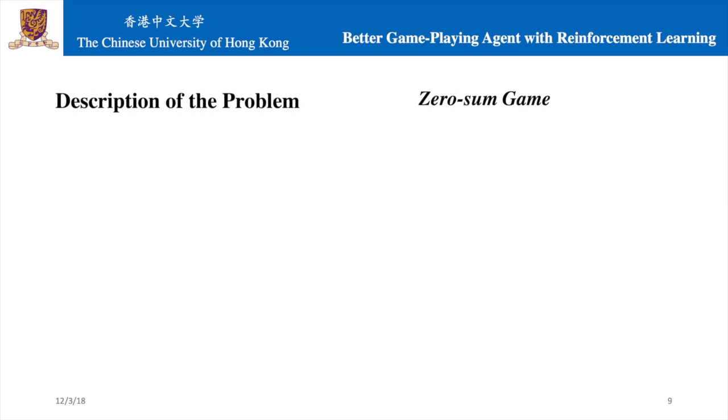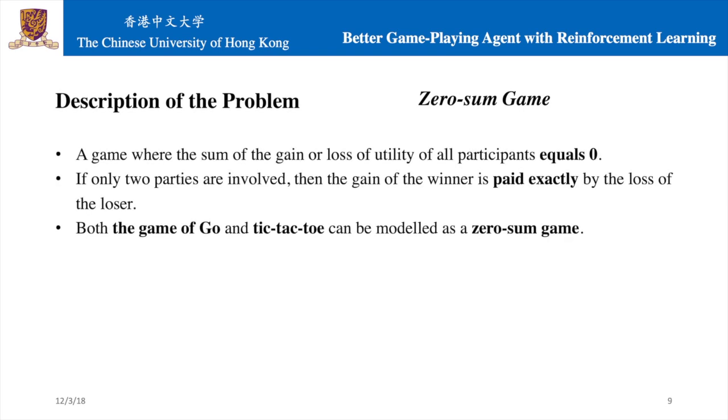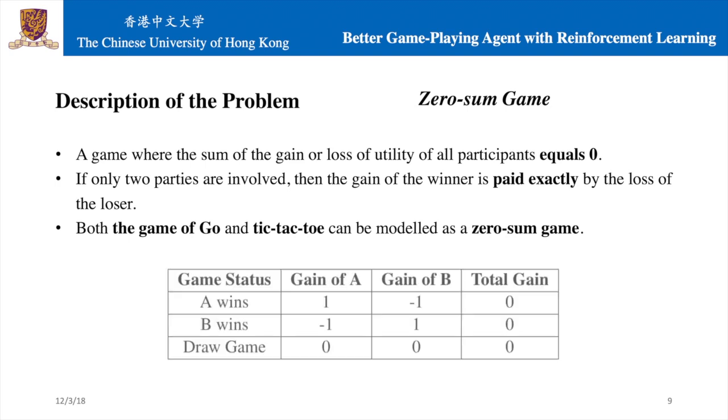So I've mentioned zero-sum game. A zero-sum game is a game where the sum of the gain or loss of utility of all participants equals 0. So if only 2 parties are involved, then the gain of the winner is paid exactly by the loss of the loser. So in some way, we can model both the game of Go and tic-tac-toe as zero-sum game. And this property makes both games suitable for machine learning.